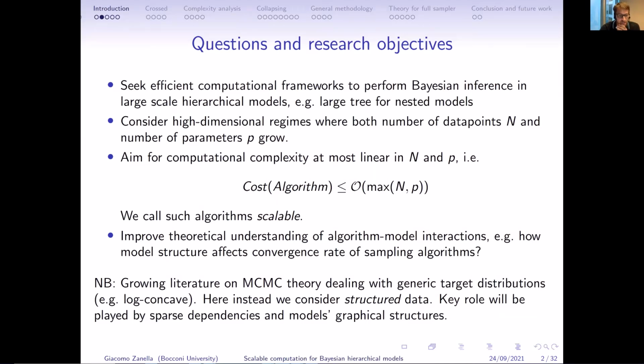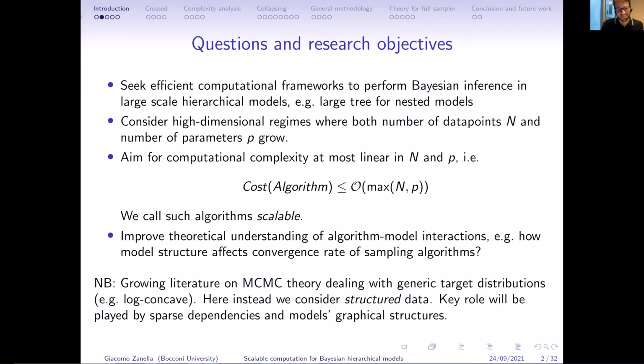Generally speaking, I will try to devise a theory and methodology which deals with the interaction between computational algorithms and statistical models. So I would like, for example, to understand how model structure affects the convergence rate of, for example, sampling algorithms. I think this is quite interesting, and in a sense, for example, in the MCMC theory, there is typically more work on generic and more abstract target distributions, such as, say, log concave, and rates of convergence there, while here I will be talking about structured data.